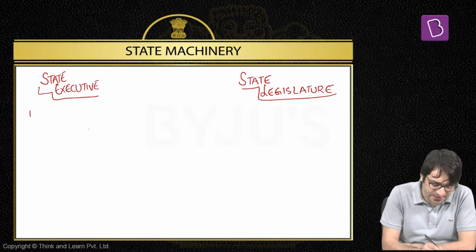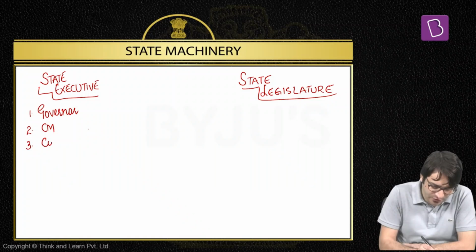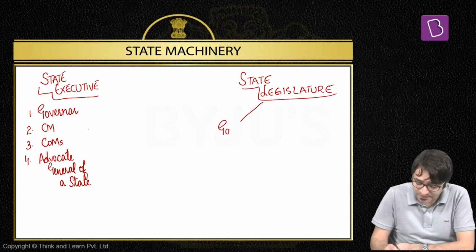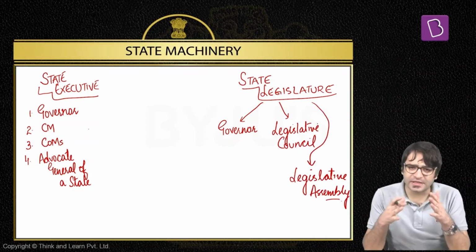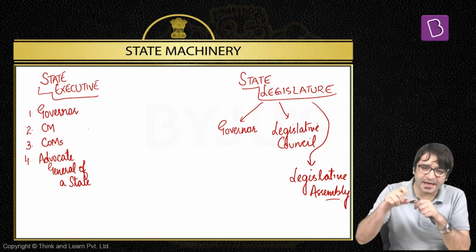So when we look at state executive, it consists of, first, a governor of a state, second, chief minister, third, council of ministers headed by the chief minister, and fourth, we have the advocate general of a state. And when it comes to state legislature, we have governor, who is an integral part of both executive as well as legislature. We have legislative council as well in some states, and we have legislative assembly. When it comes to state executive, governor, chief minister, council of ministers, and advocate general of a state.